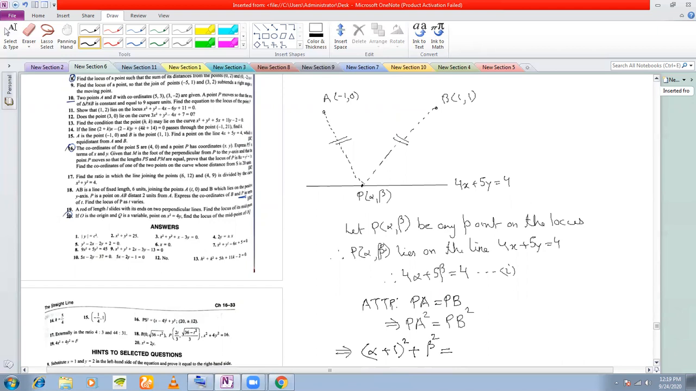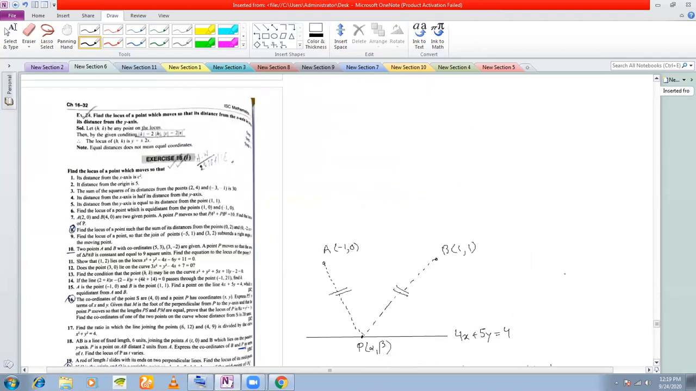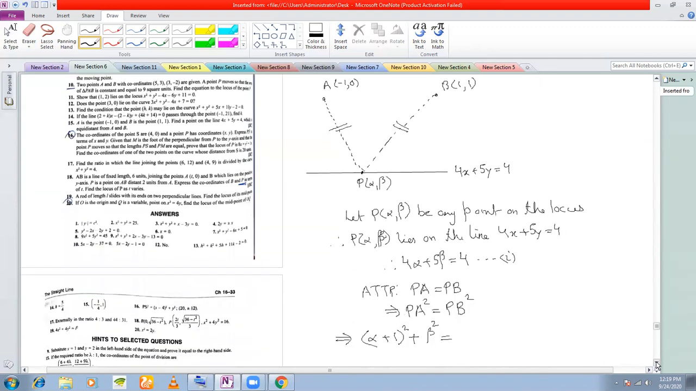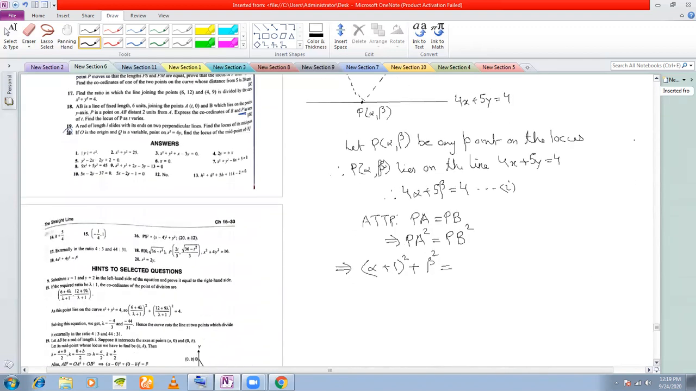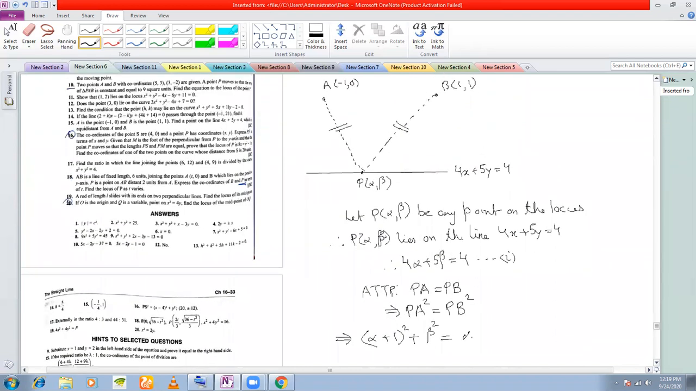plus beta square is equal to... See, in the earlier example, I wrote PA is equal to PB, then I took radical on both sides, and then I squared. Here I am squaring directly. So this one is alpha minus 1 whole square plus beta minus 1 whole square.